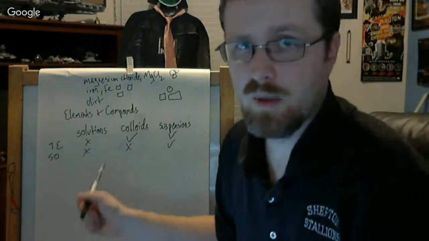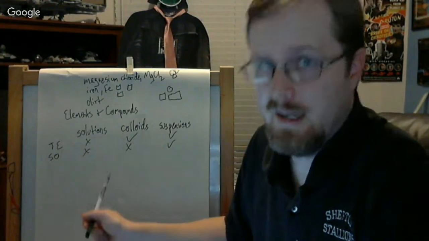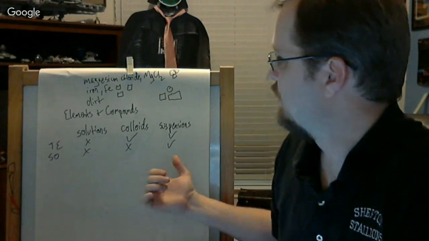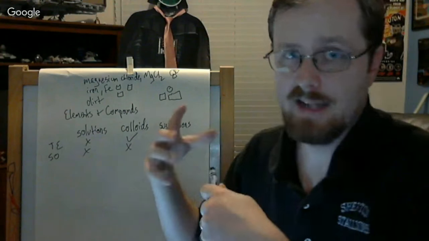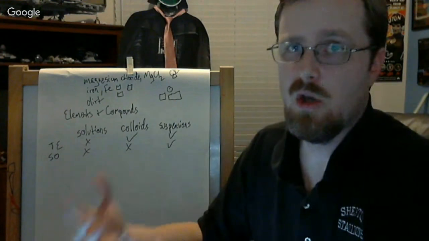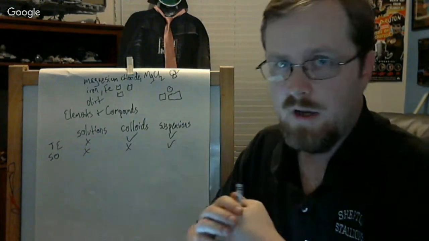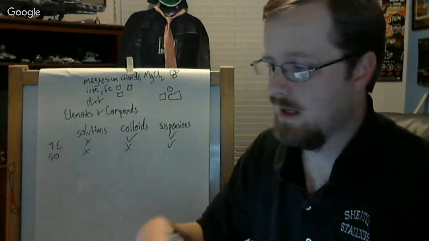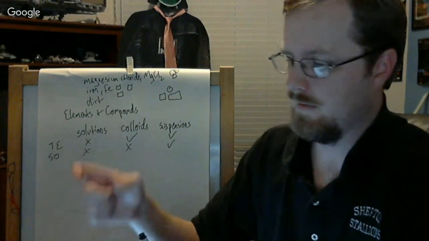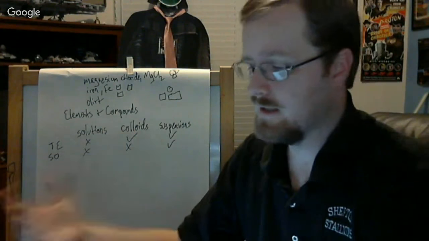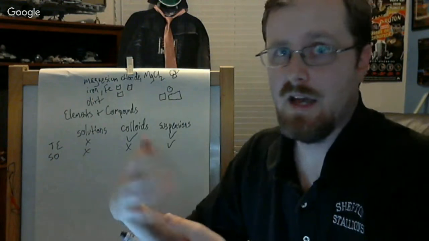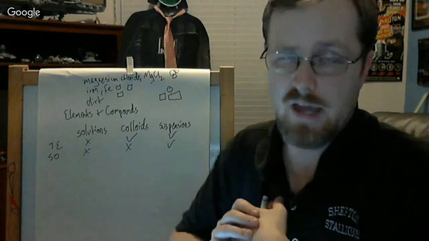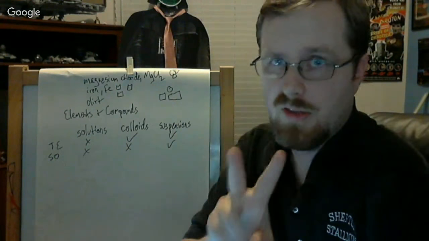Now, I bring this up because on your test on Thursday, you are specifically going to have to identify a mystery unknown mixture. It's like a little lab practical. So you're going to be called back to the lab tables, one at a time. You'll be given a little flashlight pen, and you will have to identify what's in that flask as a solution, colloid, or suspension.